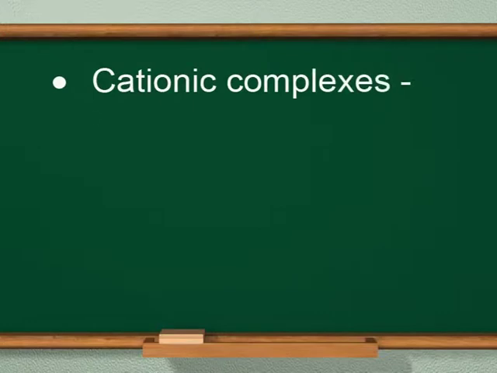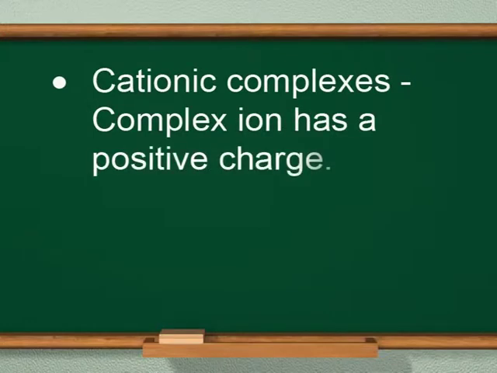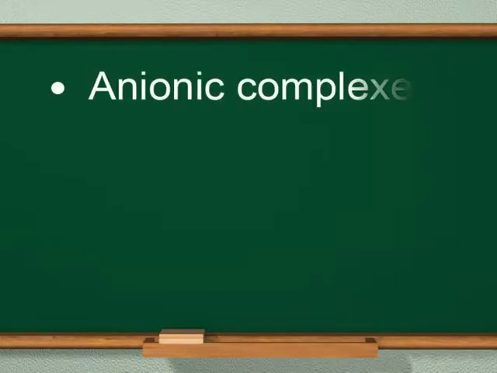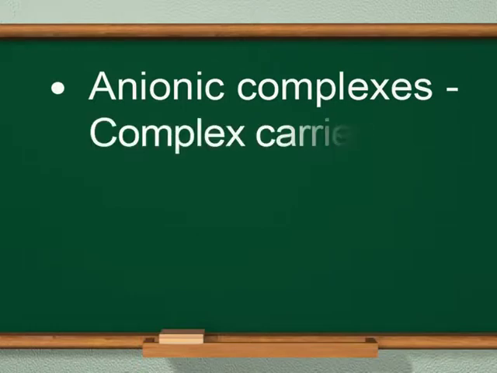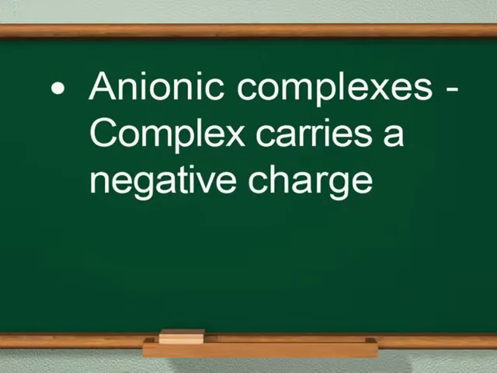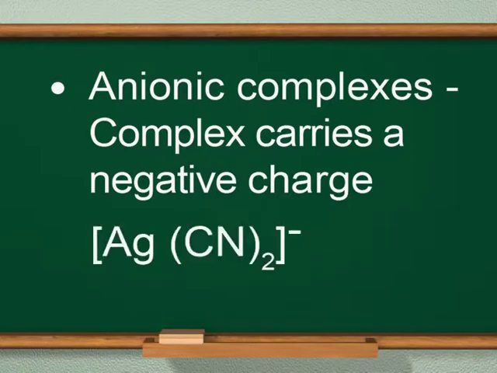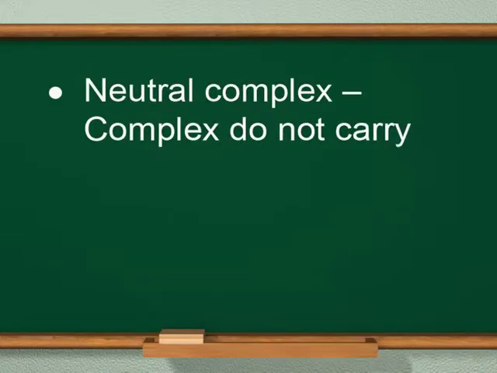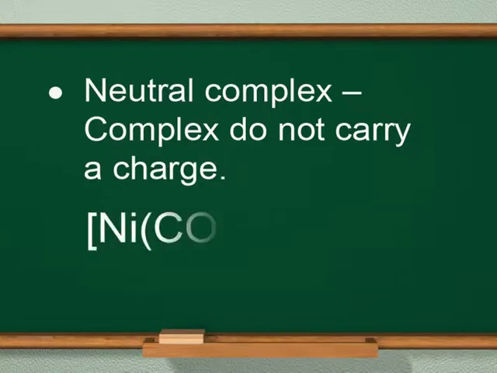These are cationic complexes, in which the complex ion has a positive charge. For example, [Co(NH3)6]3+. This complex is cationic. Anionic complexes, in which the complex carries a negative charge. For example, [Ag(CN)2]-, this complex is anionic. Neutral complexes are those complexes which do not carry a charge. For example, Ni(CO)4, this complex is neutral.